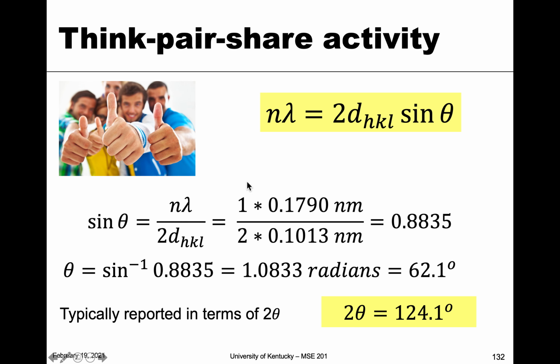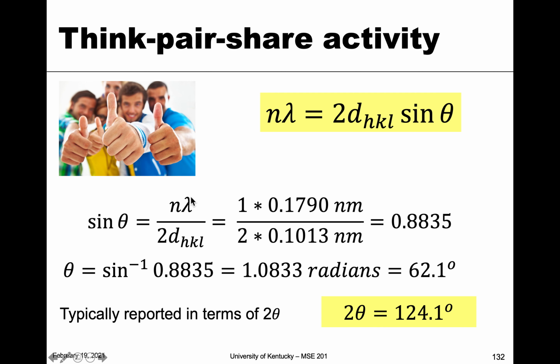All right, so again, n is always going to be 1 for us. So n equals 1. Then I'm going to rearrange, and I want to solve for the angle. We said that theta is the angle, right? If I rearrange this and solve for sine theta, that would be n lambda over 2 d_hkl, which is what I have down here. And then it's a matter of plugging things in, right?